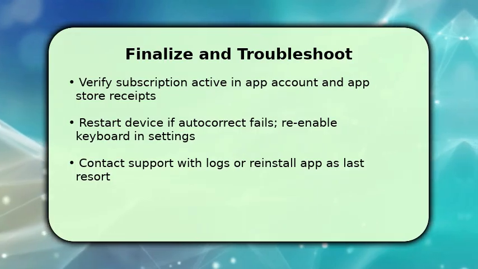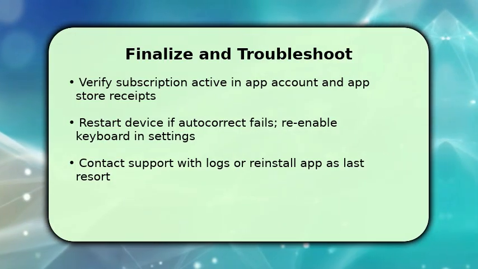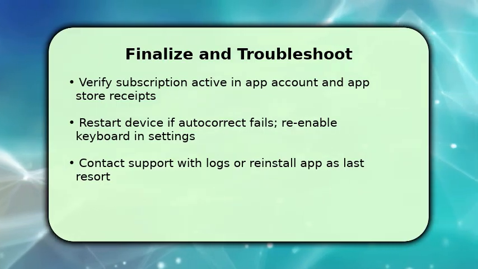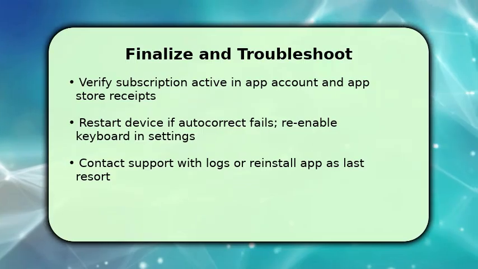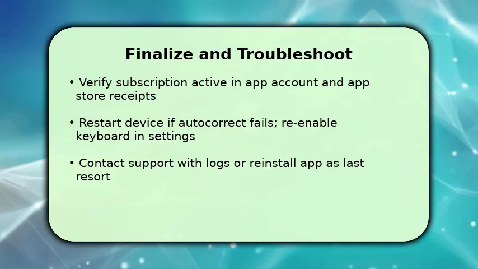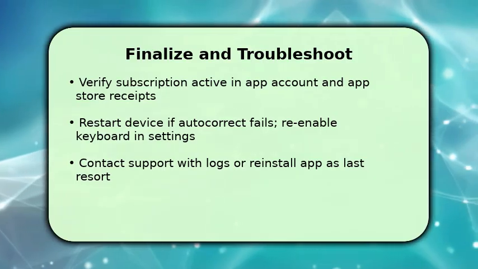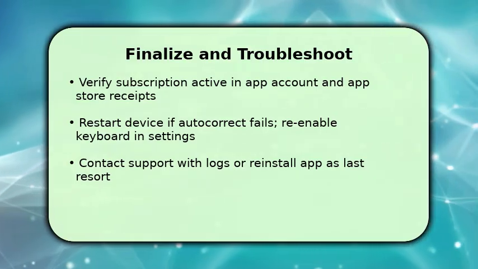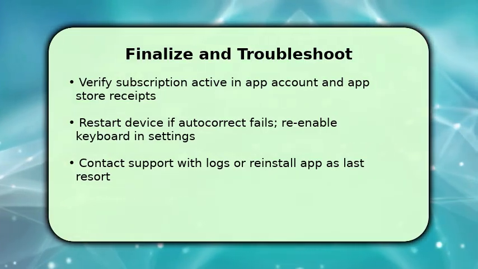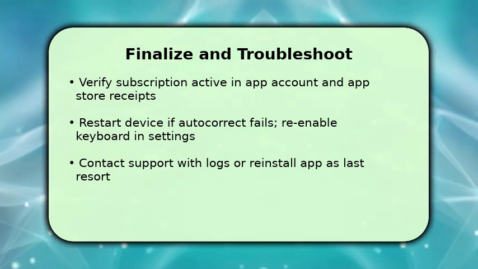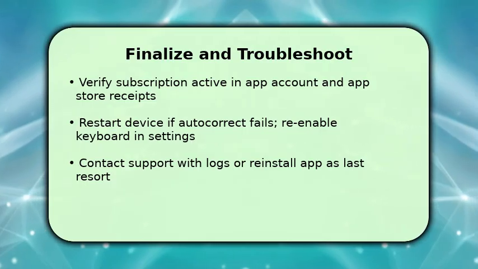If autocorrect doesn't appear, go back to Settings, re-enable the keyboard and full access, and toggle language options off and on. If problems persist, export diagnostic logs and contact support through in-app help. As a troubleshooting tip, reinstalling the app and restoring your account session often resolves permission or sync errors and restores premium English autocorrect.